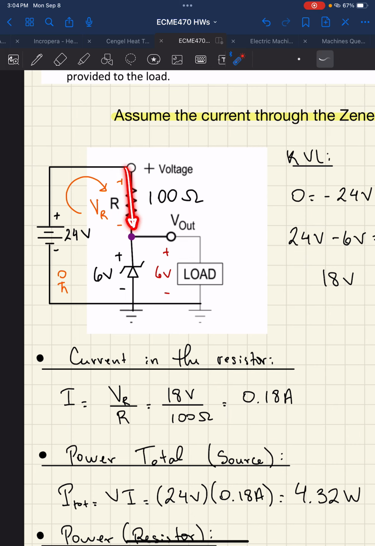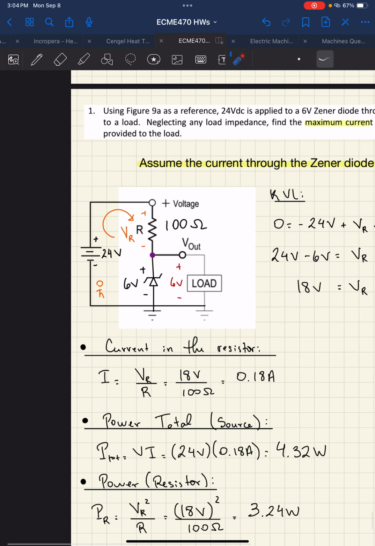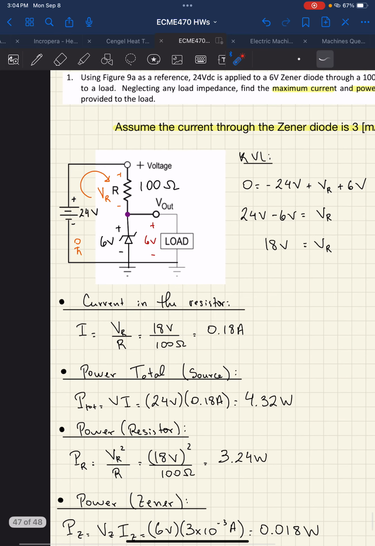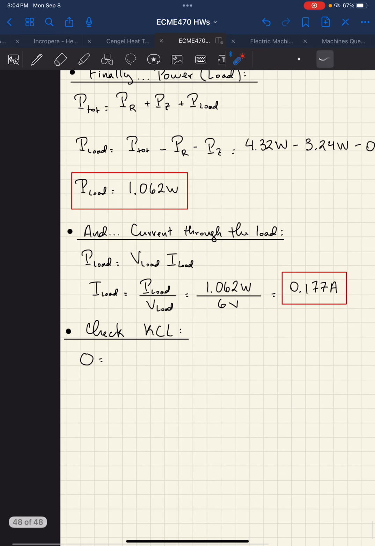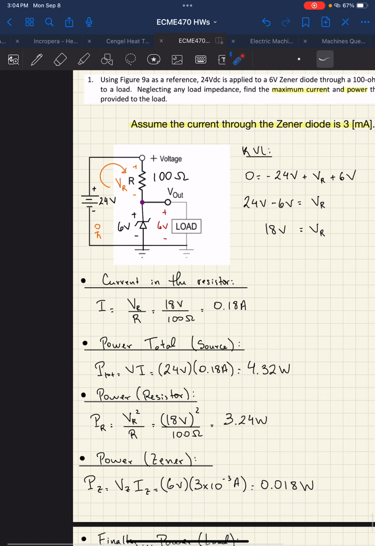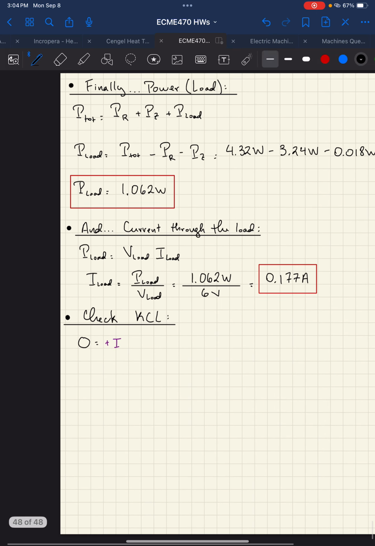Whatever current enters the node is positive. So I'll call that current, this one, just I. Did we call it IR before? We just call it I. So it's plus I. Then any current that exits the node is negative. So I Zener and I load are both coming out of the node, so they both are minus. So basically we would have here minus I Zener minus I load.